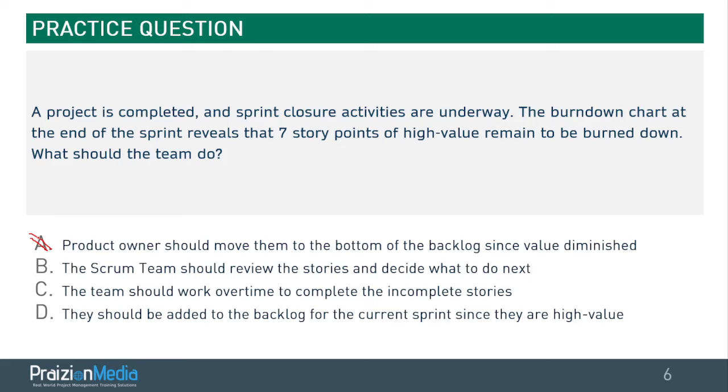No. B, the team, Scrum team, should review the stories and decide what to do next. That's not a bad option. Let's see. C, the team should work overtime. That's a big no-no in the world of Agile. So it's already getting my crossing out here. Team should work overtime to complete the incomplete stories. And D, they should be added to the backlog. Watch what it said for the current sprint.